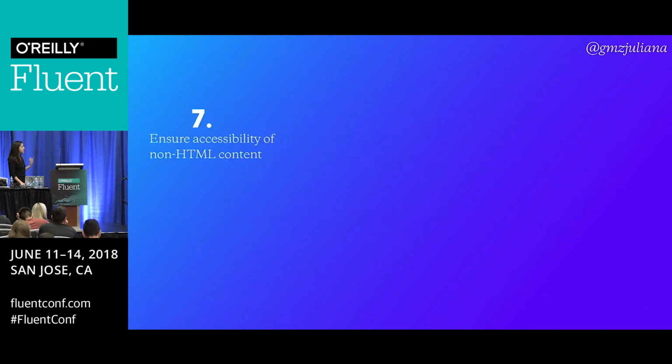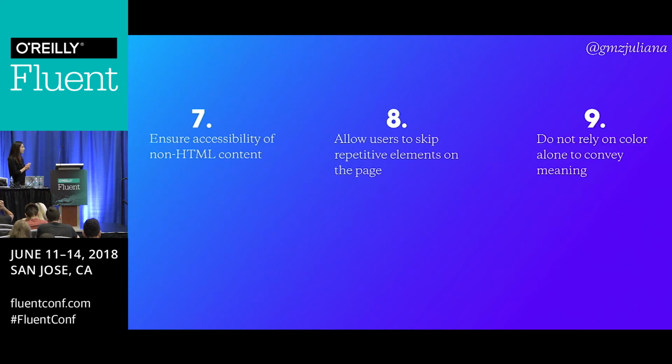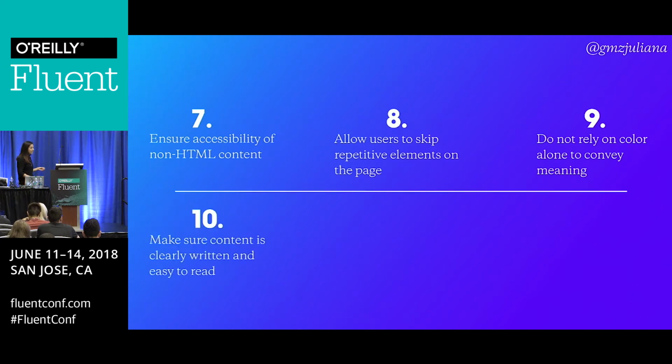Seven is to ensure accessibility of non-HTML content. So if you're linking to a PDF, a slides doc, a Word doc, things like that, make sure you either give an accessible alternative or that it is already accessible. Number eight, allow users to skip repetitive elements on the page. Number nine, do not rely on color alone to convey meaning. Number ten, make sure content is written clearly and easy to use.